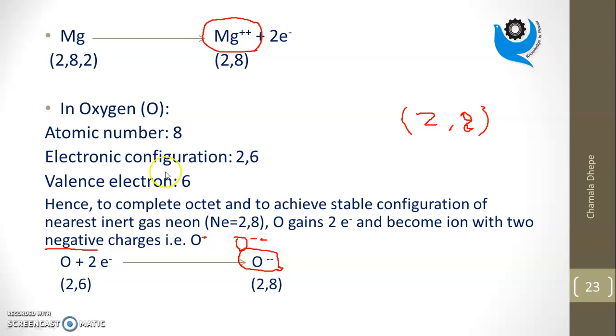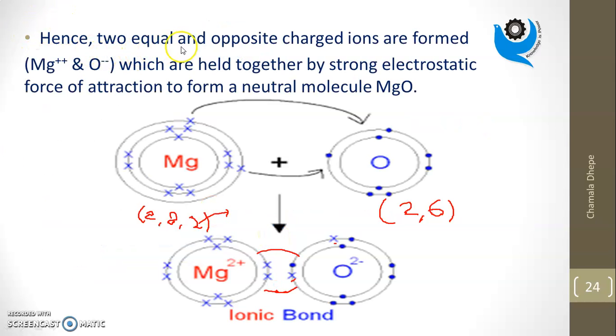Right, now we have the 2 ions. One is a positive ion, that is Mg++, and another is O--, meaning 2 equal and opposite ions are formed. See here, two ions are formed: one is positive and another is negative. Hence, 2 equal and opposite charge ions are formed, that is Mg++ and O--, which are held together by a strong electrostatic force of attraction to form a neutral molecule MgO.